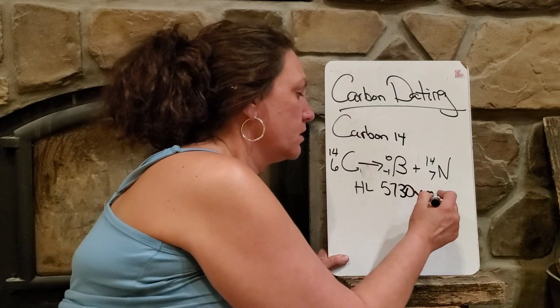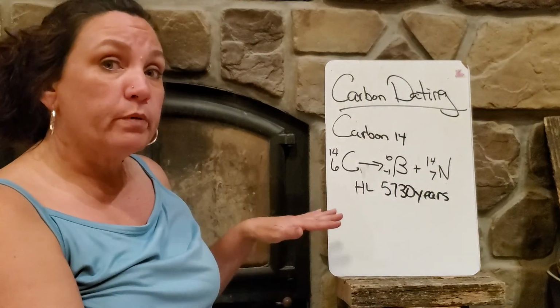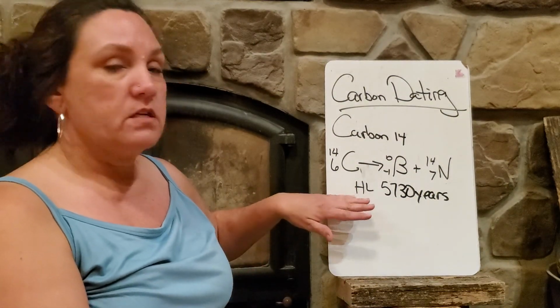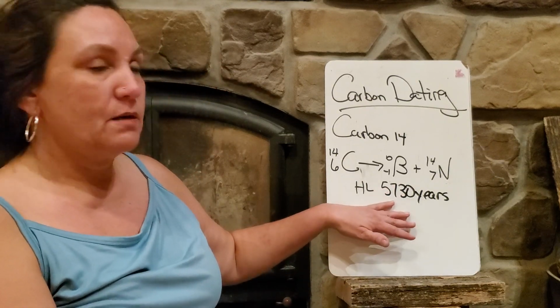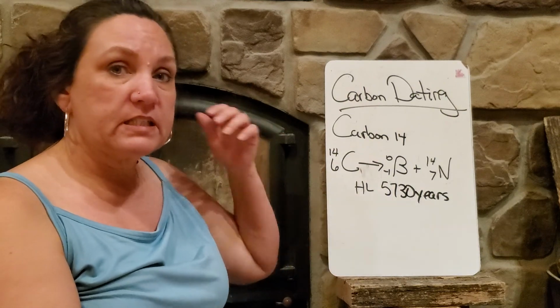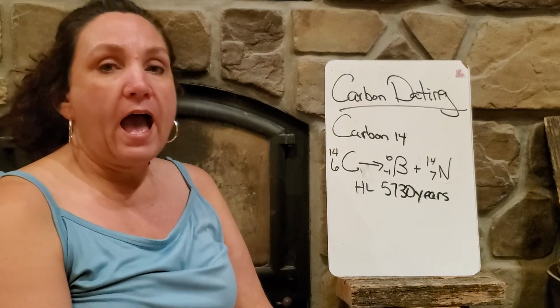5,730. So this is super accurate in the 7,000 year-ish range, and reasonably accurate up to about 30,000 years. So that's at about, I don't know, a little less than 6 half-lives. It's reasonably accurate. After that, it kind of gets off.